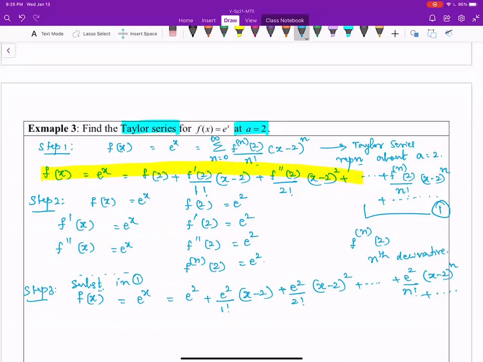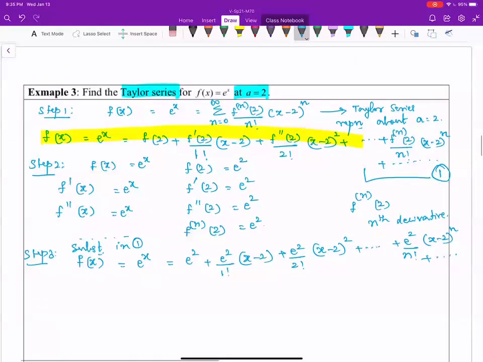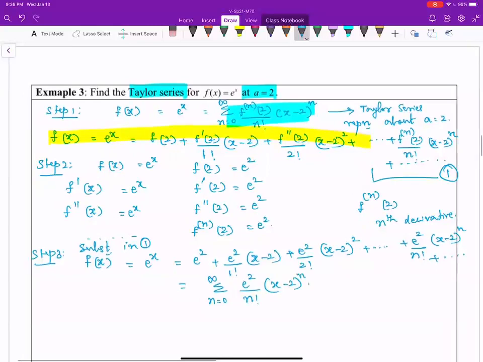And then, as usual, we are going to find out the radius of convergence for this. Also, this can be written in the sigma notation, sigma n varying from 0 through infinity. We are looking at this step. If we write like this, it is sigma n varying from 0 through infinity, nth derivative at 2, which is e square, divided by factorial n times x minus 2 to the power n.